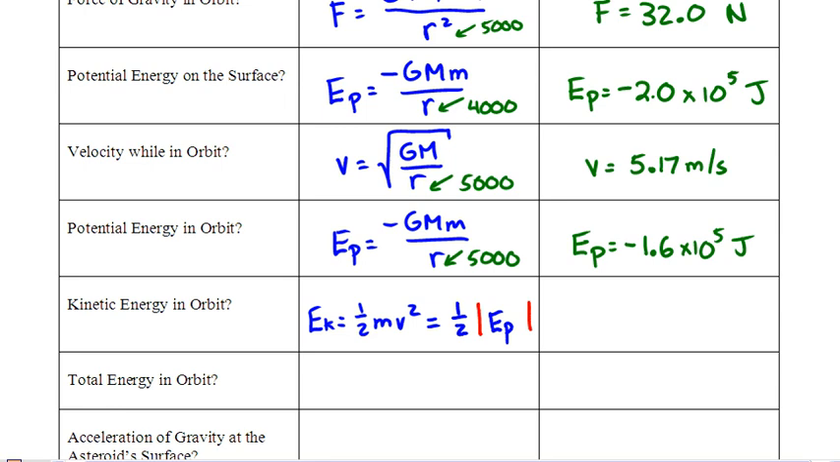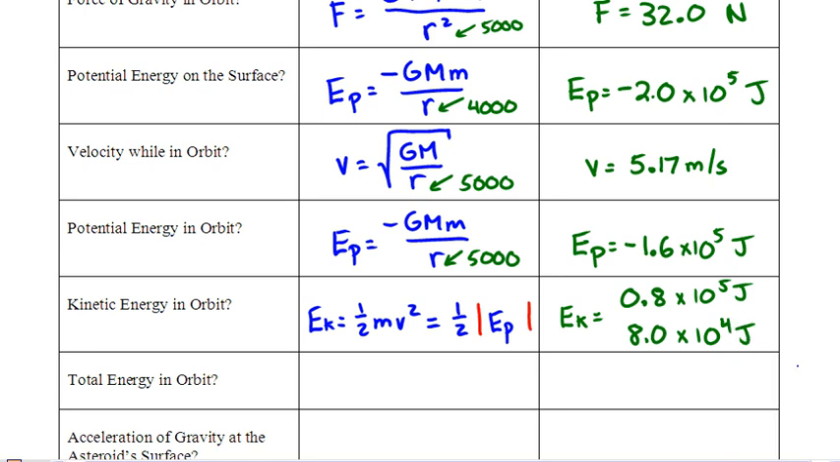So the kinetic energy for that Winnebago when it's up in orbit, I can see right above this box here is the potential energy in orbit, negative 1.6. So it's half that. It's not negative though. So it's going to be 0.8 times 10 to the 5 joules because it's half the 1.6. Now, your calculator's not going to show it like that, right? Your calculator's going to say 8.0 times 10 to the 4 joules. Whatever. It's still half.